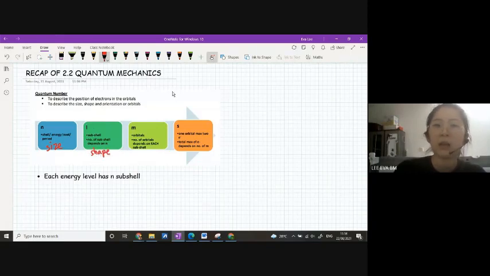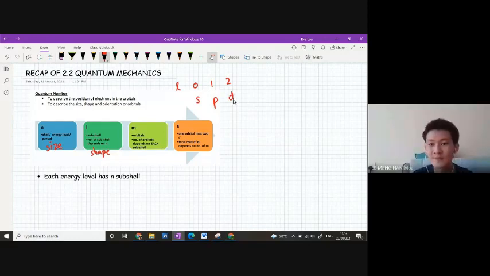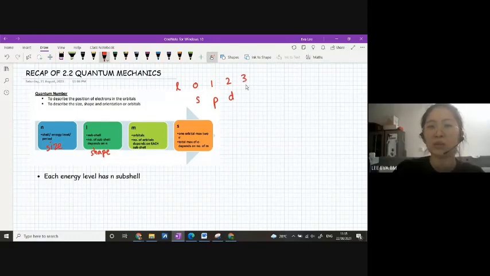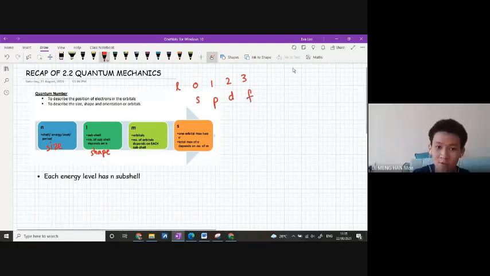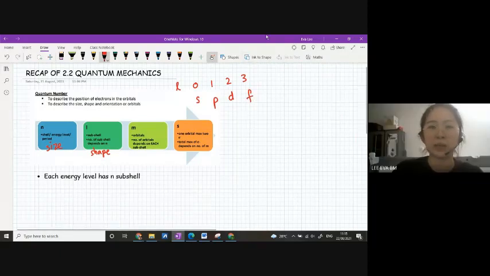So, Madam harap awak masih ingat lagi, kalau l value sama dengan 0 represents s shape. l equals 1 represents p shape. l equals 2 represents d shape. And when l equals 3, it represents f. 4, 5 tak ada dalam syllabus awak. So, awak ingat 4 nombor ni saja. Start from 0, which is s.